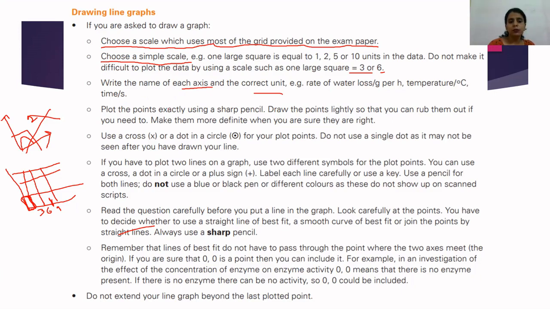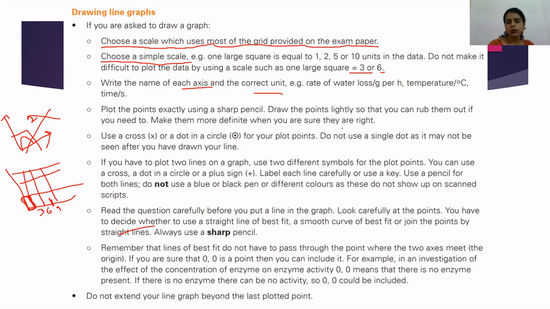Next, plot the points exactly using a sharp pencil. You should always use a sharp and pointed pencil. Draw the points lightly so that you can rub them out if you need to, and make them more definite when you are sure they are right.